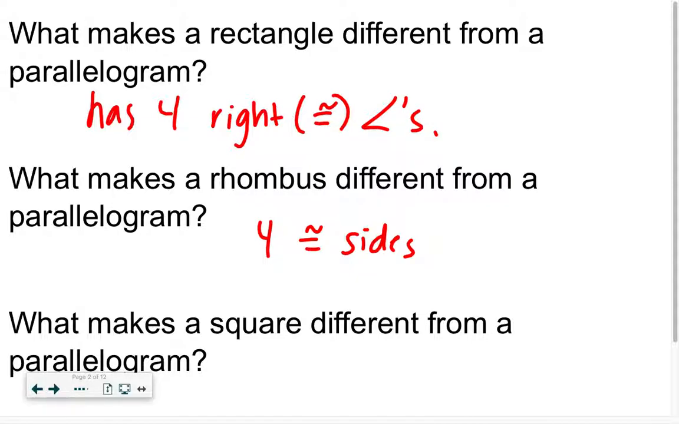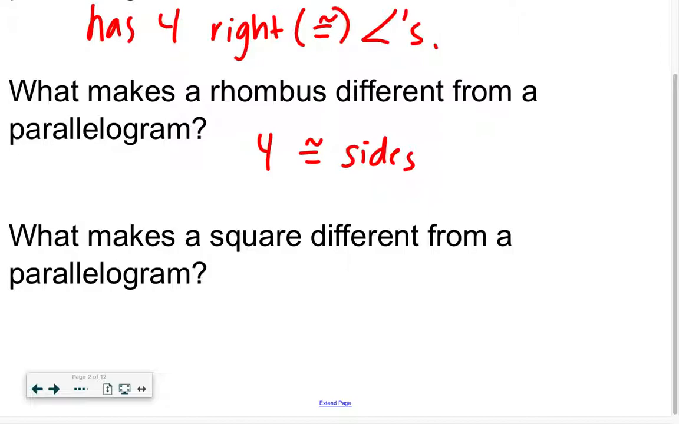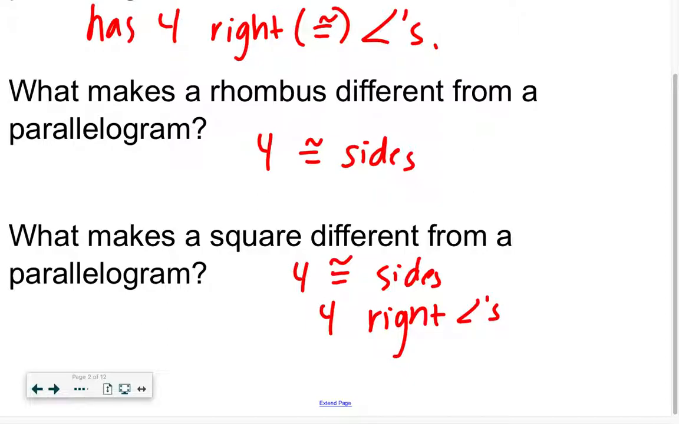What makes a square different from all of those shapes? Savannah? It has 4 congruent sides and 4 right angles. Lovely. So I always tell people a square is kind of like the child of a rhombus and rectangle put together. So it's like a rhombus and rectangle got melded into one, and then there's what a square looks like. It has 4 right angles and 4 equal sides.